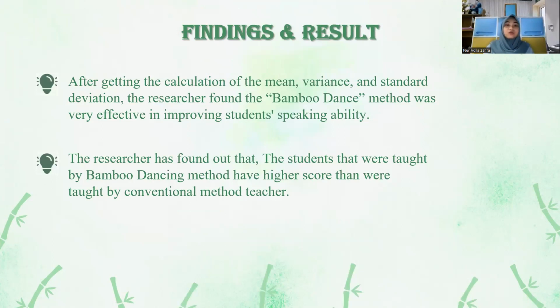After getting the calculation of the mean, variance, and standard deviation, the researcher found the bamboo dancing method was very effective in improving student speaking ability. And the researcher has found out that the students taught by the bamboo dancing method have higher scores than those taught by the conventional method. I think it's because bamboo dancing lets students talk in a discussion manner with their partners to discuss topics that have been given by the teacher.